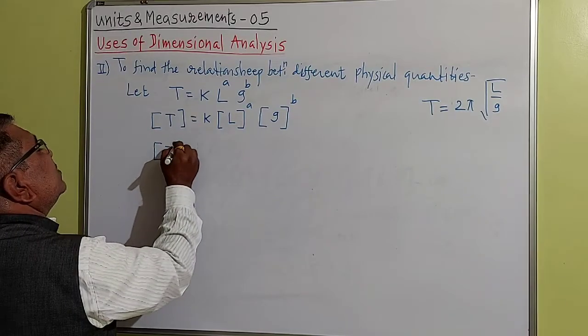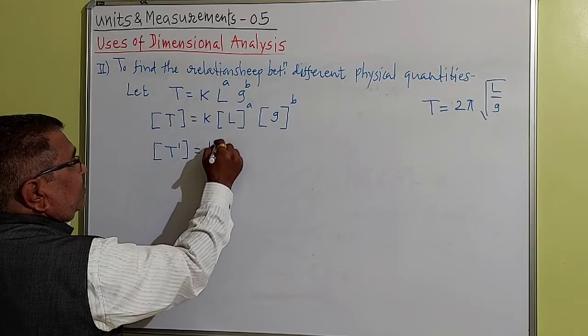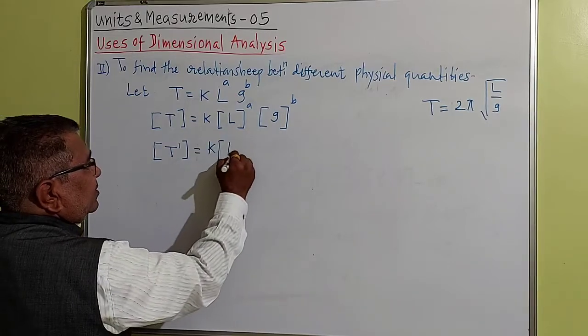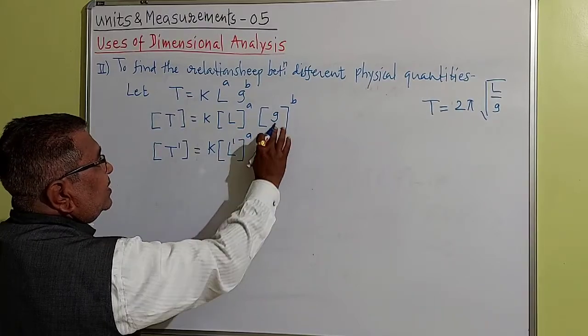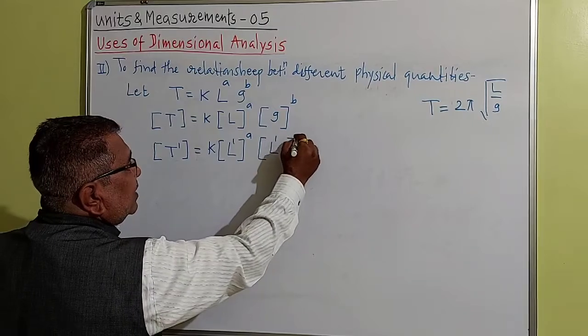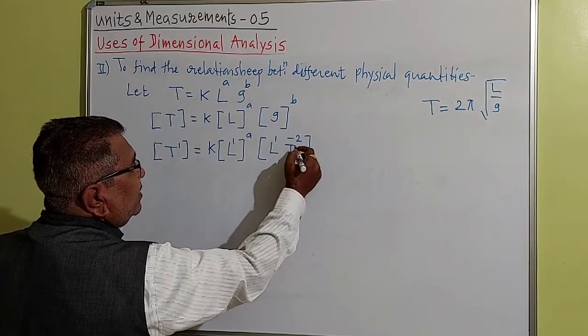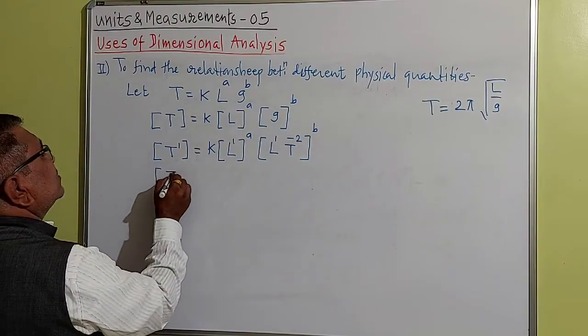Dimension of periodic time is T^1, like this, that I have written here, with constant K. What is the dimension of length? Dimension of length is L^1, with power a. What is the dimension of acceleration due to gravity? Dimension of acceleration due to gravity is L^1 T^-2, with power b.